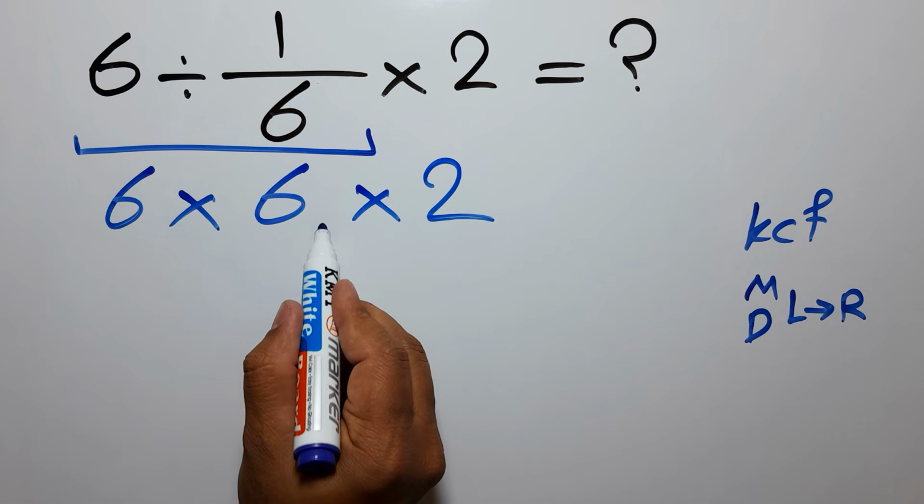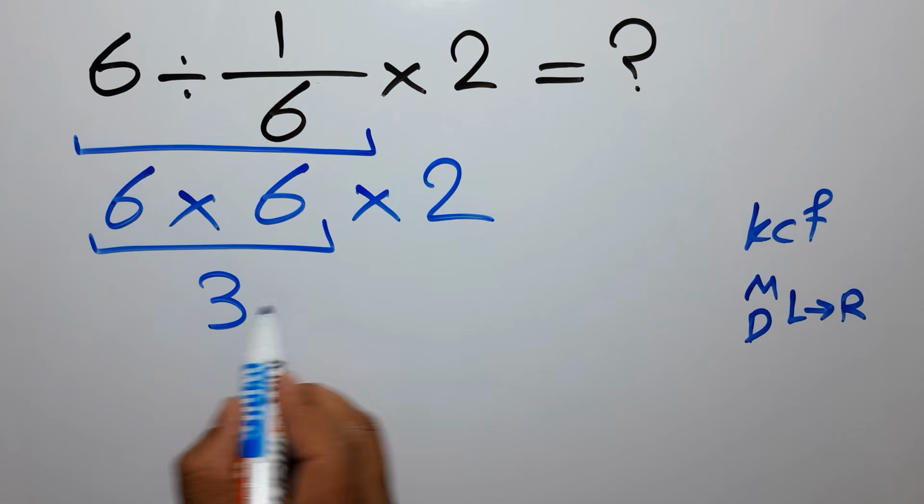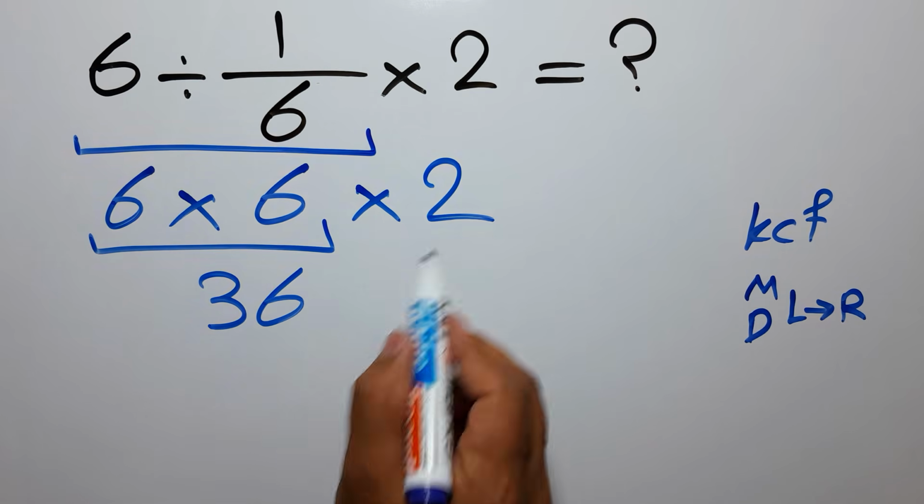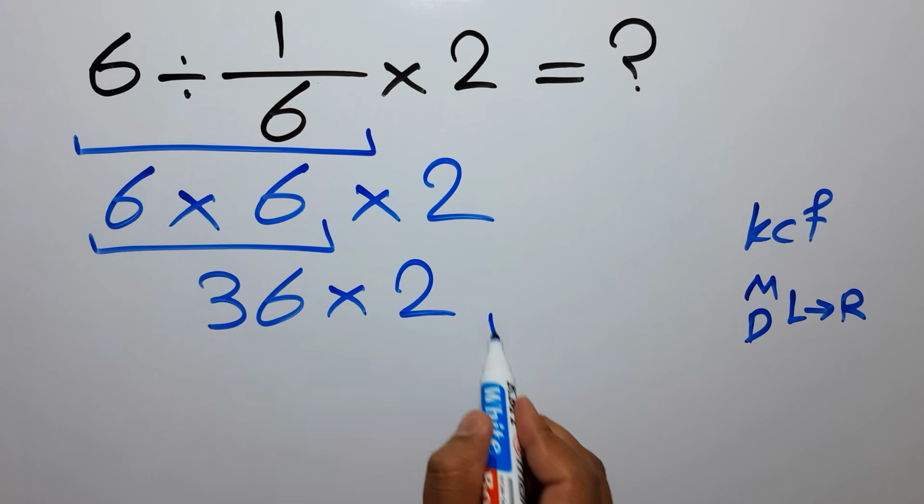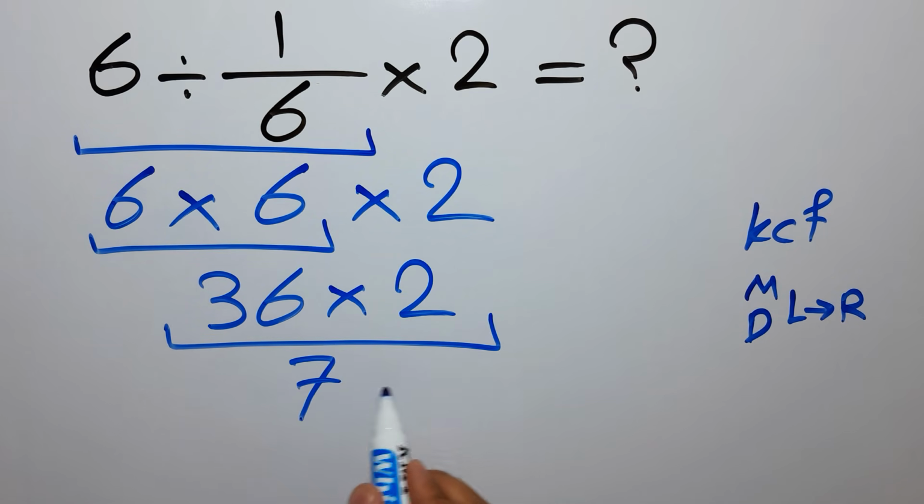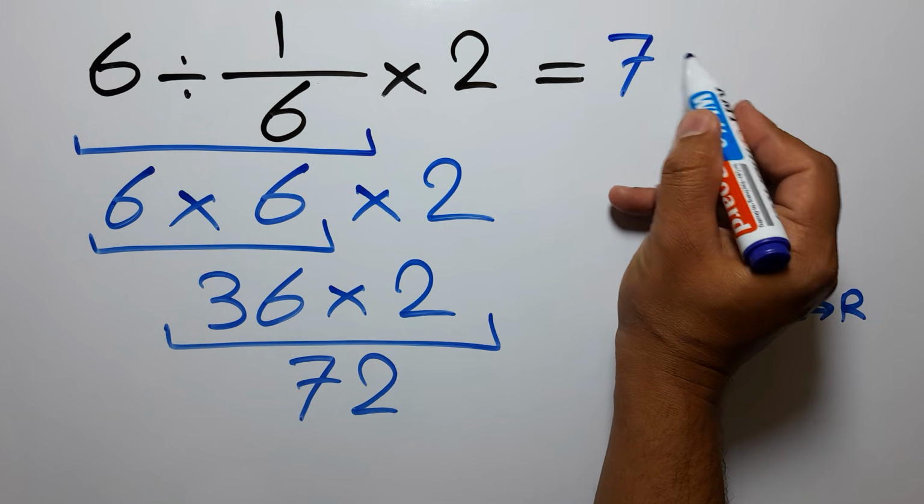6 times 6 gives us 36. So 36 times 2, which equals 72. And this is our final answer to this problem. The correct answer is 72.